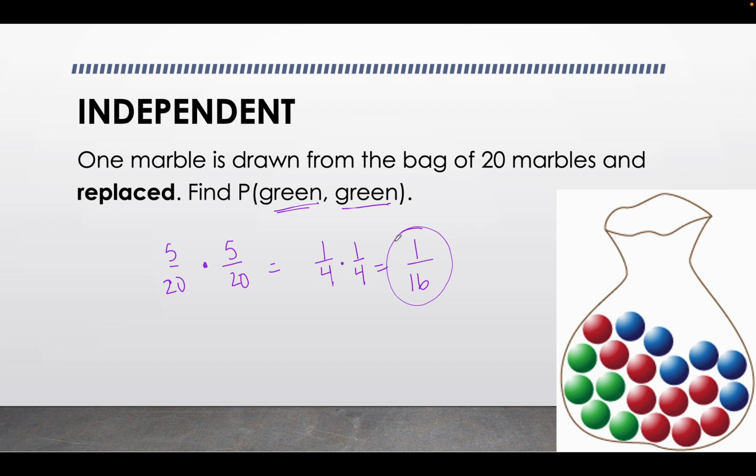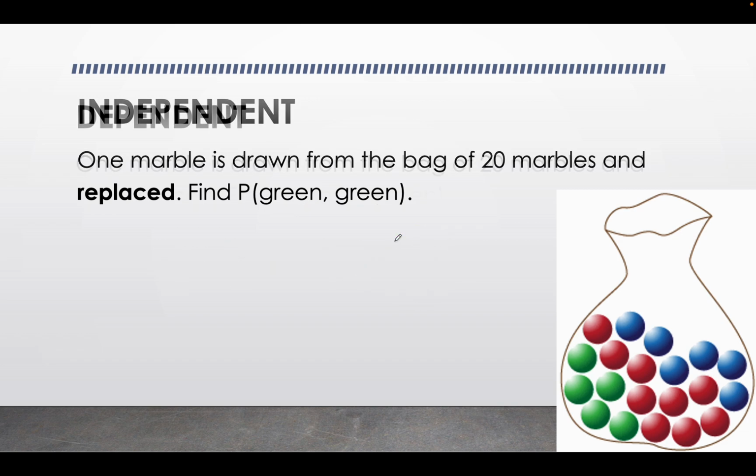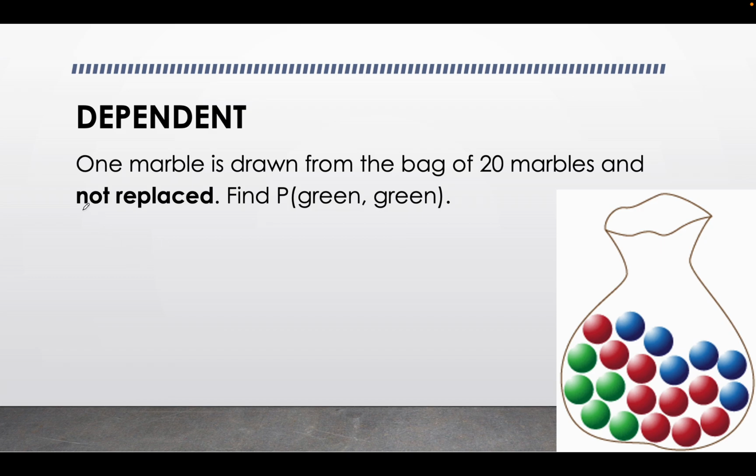Now let's consider that same example, but not replacing the first green after I take it out. So again, we had a 5 out of 20 chance of picking that first green, but now it's gone and I don't put it back. So there are only 4 greens left, and there are only 19 total marbles in the bag altogether. So that gives me actually a slightly higher chance of getting that marble the second time around.